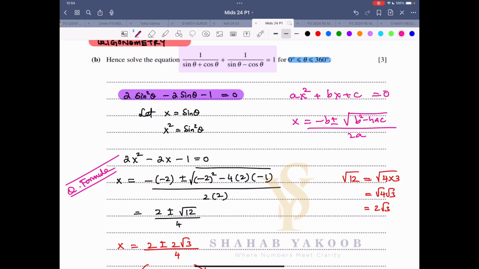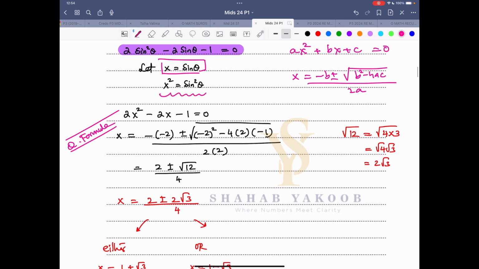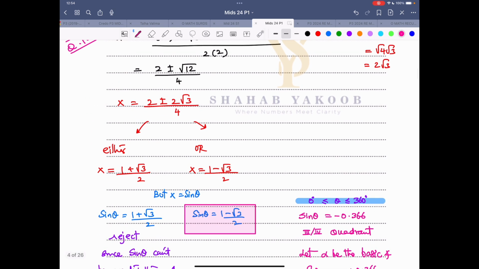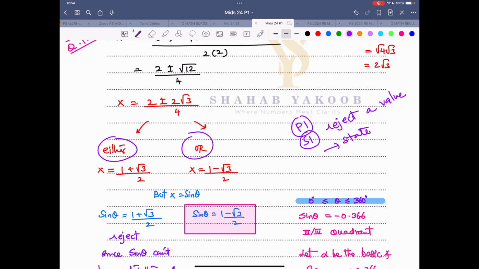I have made a substitution. X is equal to sine theta. X squared is equal to sine squared theta. Now I find 2 different values of x, and here comes the point that a lot of people miss out. Remember that in P1 or in S1 or any other component, P3, M1, S2, whenever you are rejecting a particular value, state the reason why you are rejecting it.